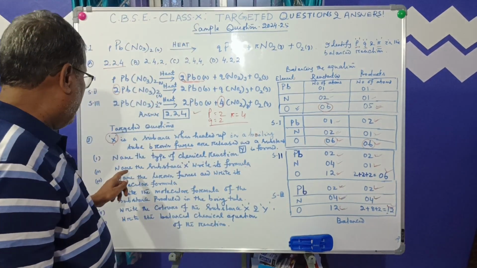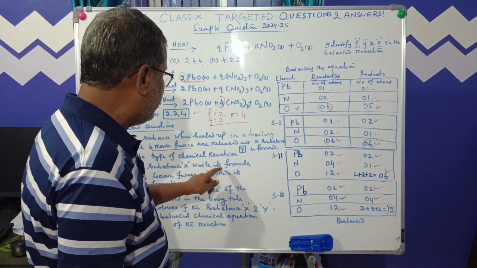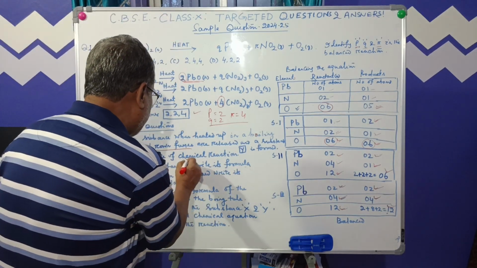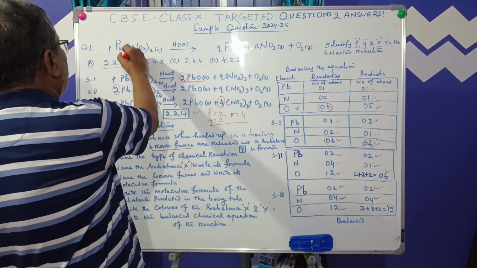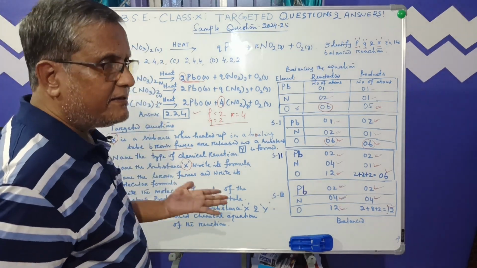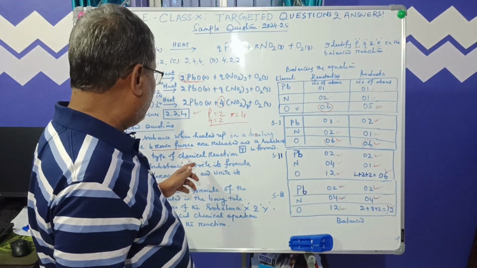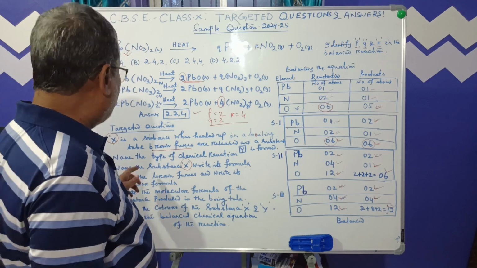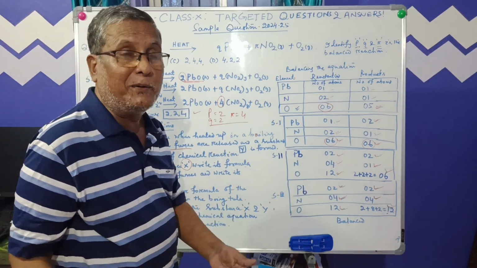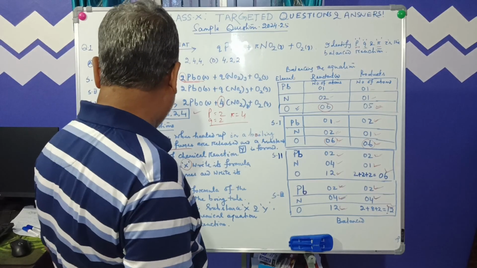Name the substance X. Write its formula. Simple, this is the answer. That is lead nitrate. So X is lead nitrate. You can write this. Other than that, it will be difficult for you because it is displayed here.